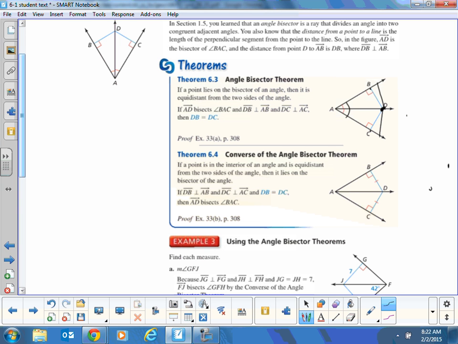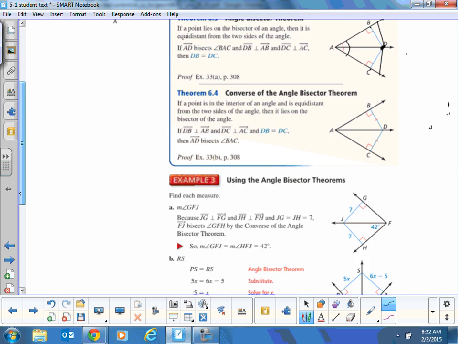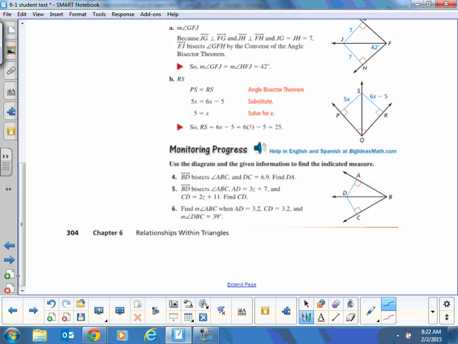to the sides of the angle. Because the shortest route is the perpendicular, not bisector, but the perpendicular measurement. A line that's perpendicular to the sides of the angle. Now with that, we'll start doing some problems.